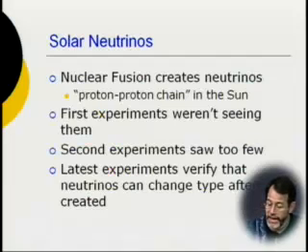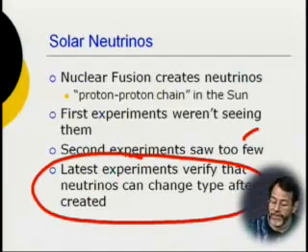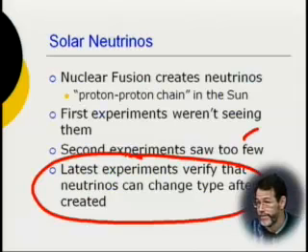First, they didn't see any. Then they saw too few. Then, the most recent ones, and we'll see pictures of these reactors, they saw neutrinos of different types. So what we learned was that there are different kinds of neutrinos, as has been postulated. There are electron neutrinos, and there are tau neutrinos, and even other types. And these neutrinos can change into different types.